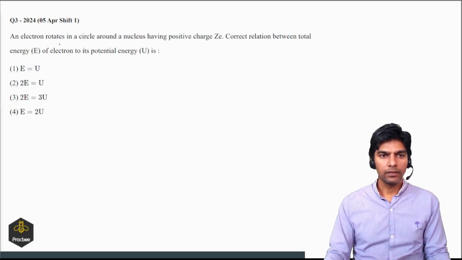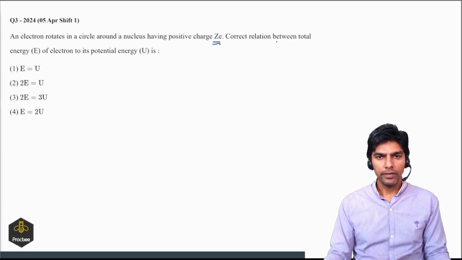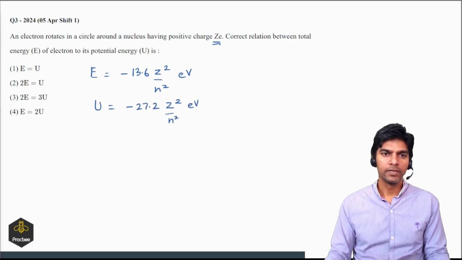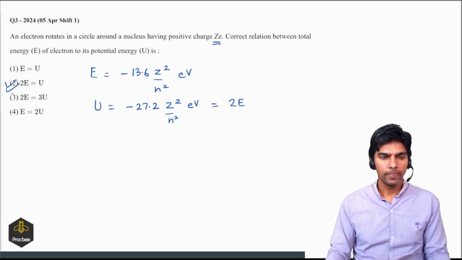An electron rotates in a circle around a nucleus having a positive charge Ze. What is the correct relation between the total energy of the electron and the potential energy? The mechanical energy is given as minus 13.6 Z square by n square electron volt, and the potential energy is given as minus 27.2 Z square by n squared electron volt. So we have to find the correct relation between these two. We can clearly see that potential energy is 2 times the mechanical energy. So option 2 is the right answer.